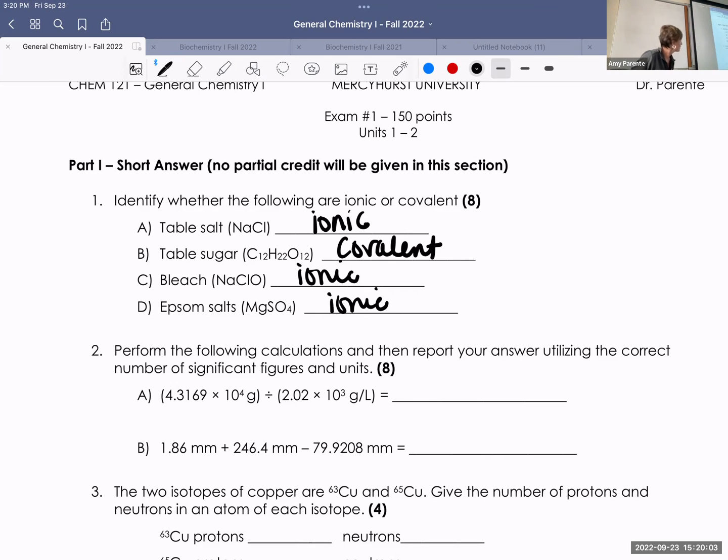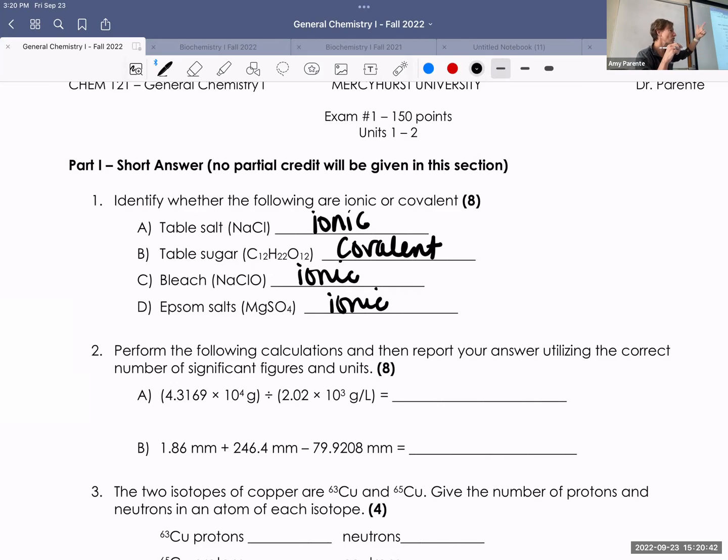Okay, perform the following calculations and then report your answer using the correct number of significant figures and units. So an addition problem, and then an addition-subtraction type problem, and then a multiplication-division type problem. Remembering when we do multiplication and division, we're going to find the value that has the fewest number of significant digits, and that determines the number of significant digits in our answer. So if we put this in our calculator, we'd end up getting an answer that we want to have 3 significant digits in.